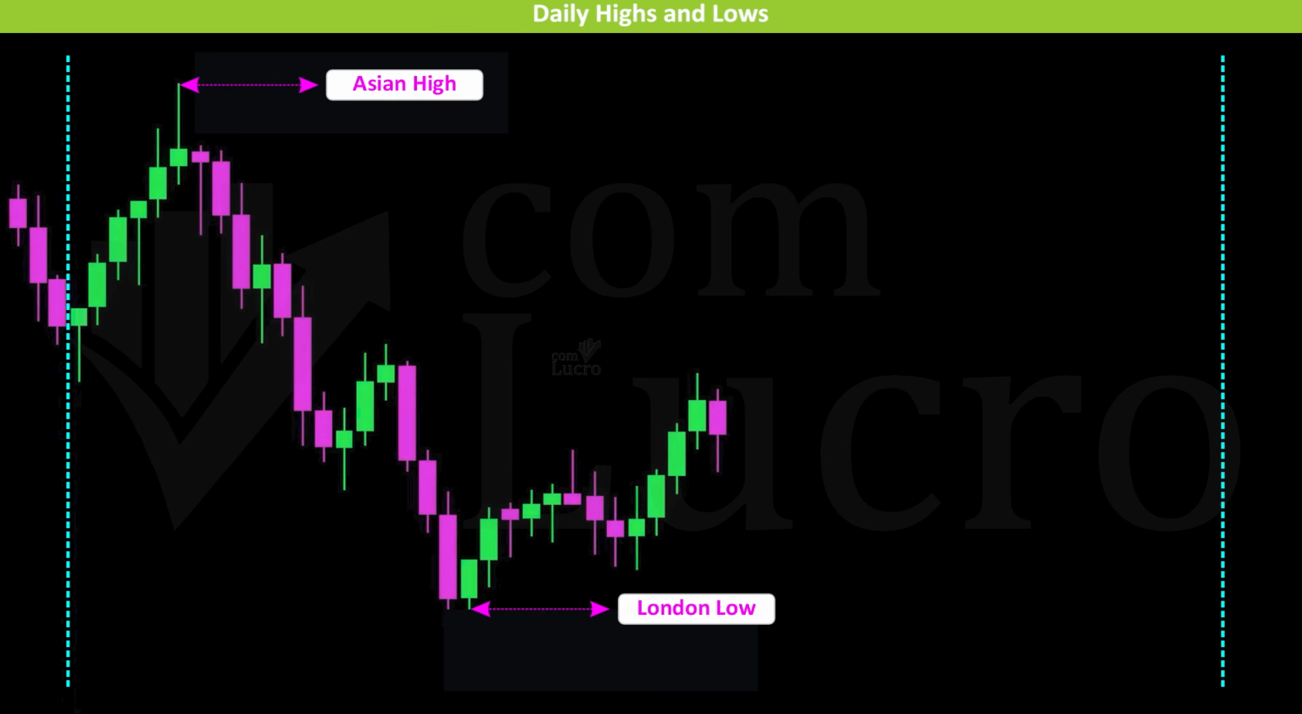Number 4. Daily highs and lows. Daily highs and lows are important liquidity levels on the chart. The daily high is the highest price reached during the session, and the daily low is the lowest. These points attract significant attention because many traders place their stop-loss orders and pending orders around them, making these zones rich in liquidity.